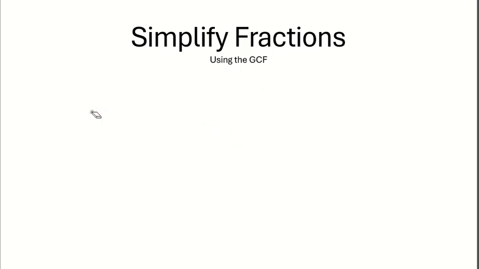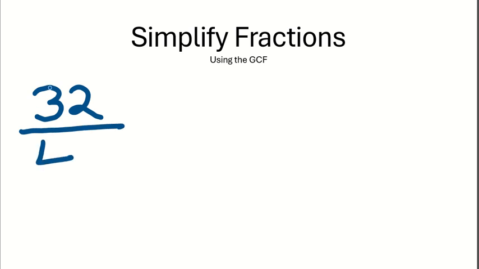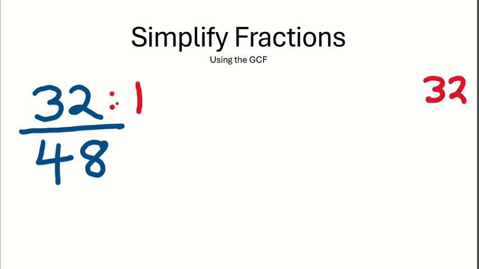What if I have a fraction like 32 over 48? Let's do that. Let's list the factor pairs. As per usual, I know that 1 times 32 is 32. 2 times 16 is 32. 3 won't go into 32 evenly, but 4 will. 4 times 8 is 32. And that's pretty much it.